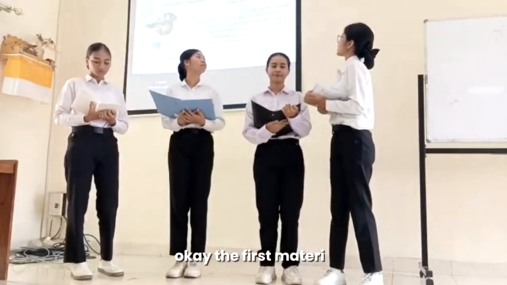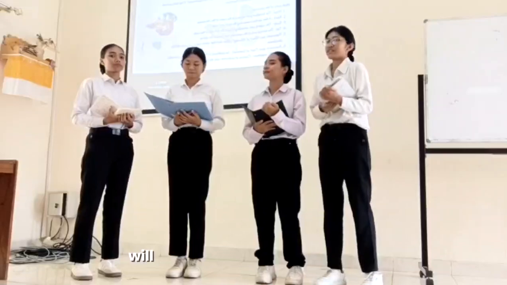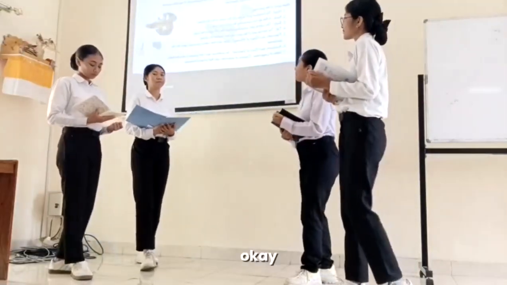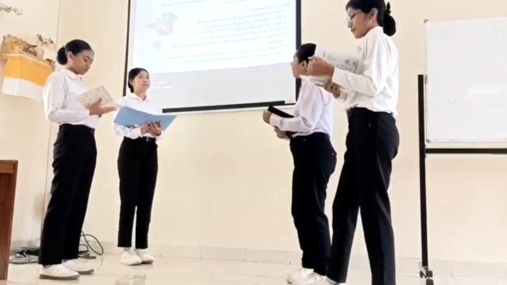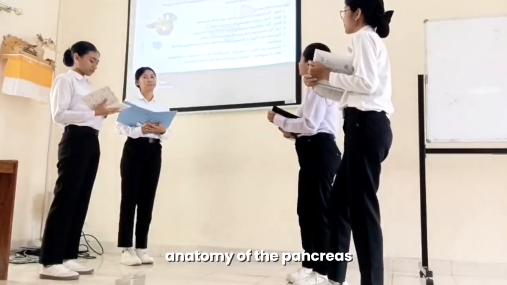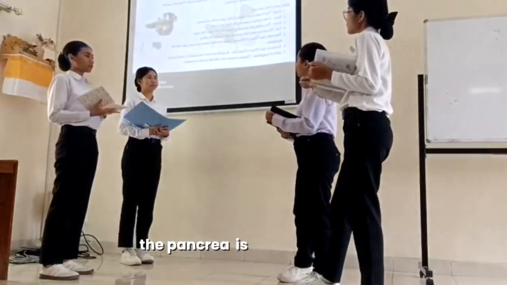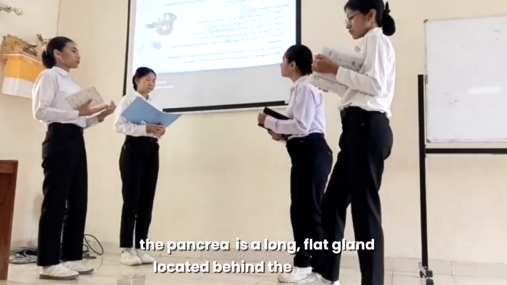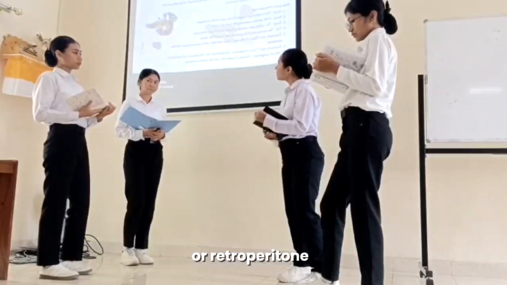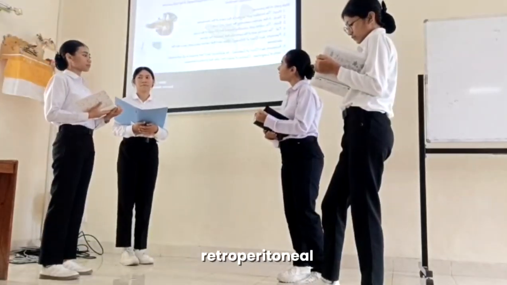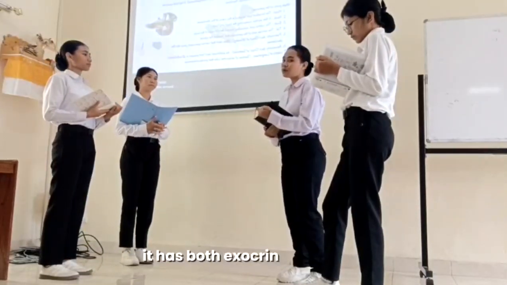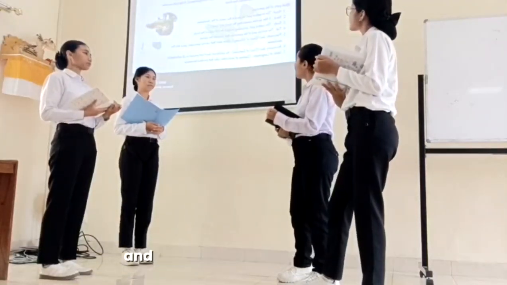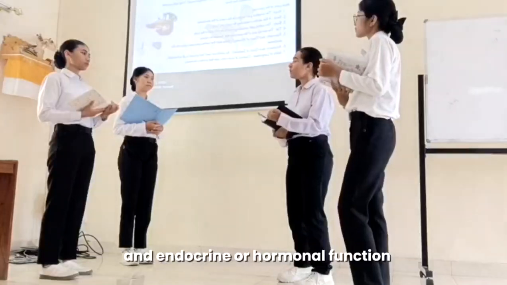Okay, the first material is anatomy of the pancreas. We will explain with my friend Viola. Anatomy of the pancreas. The pancreas is a long and flat gland located behind the stomach, or retroperitoneal. It has both exocrine, or digestive, and endocrine, or hormonal, functions.